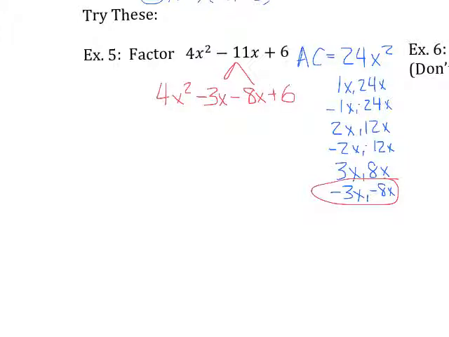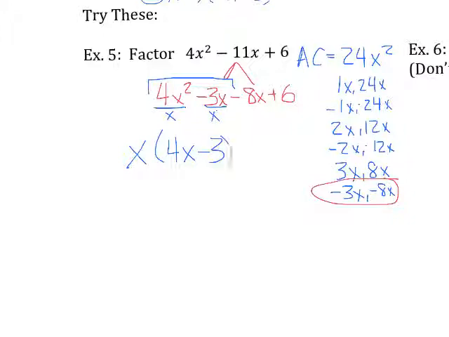And now I see I have 1, 2, 3, 4 terms. When I see 4 terms, I know I should group. So group the first 2 together. There's no number I can take out here, but I can take an x out. So if I divide both of these by an x, I'm left with 4x minus, oops, I messed up there, didn't I? I put 4 for some reason.